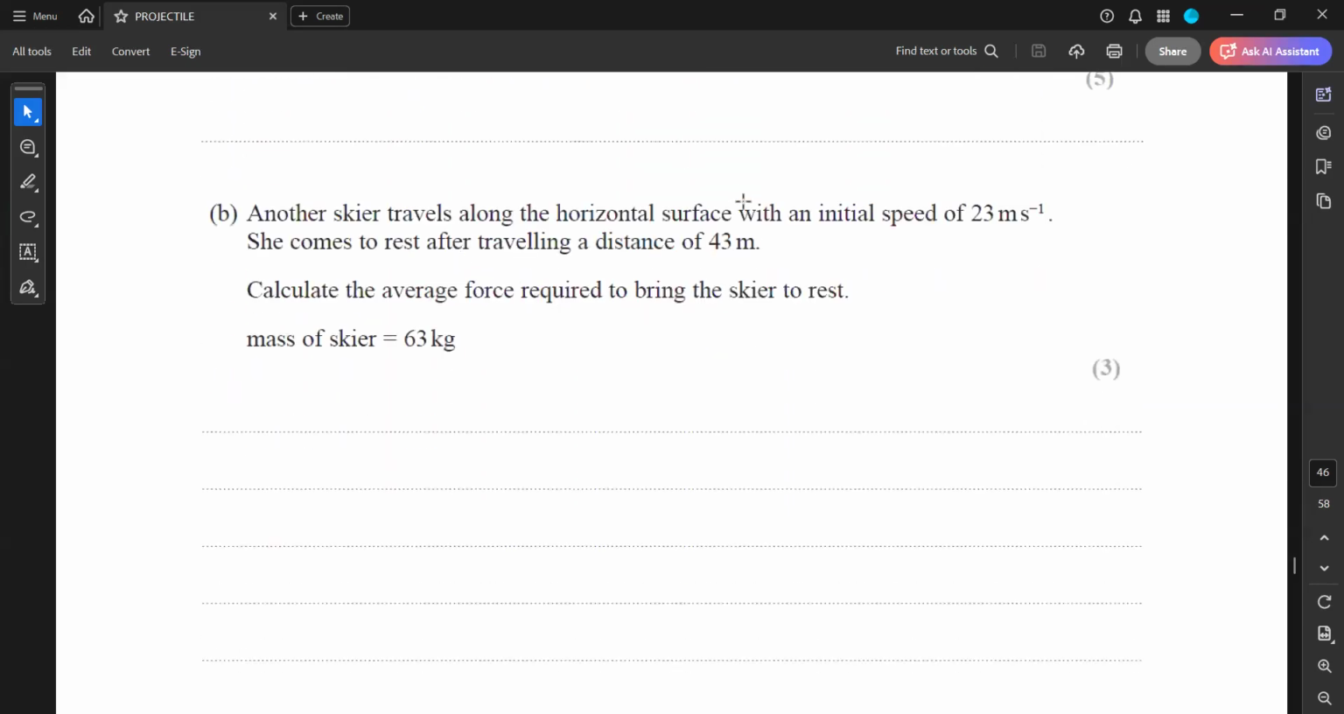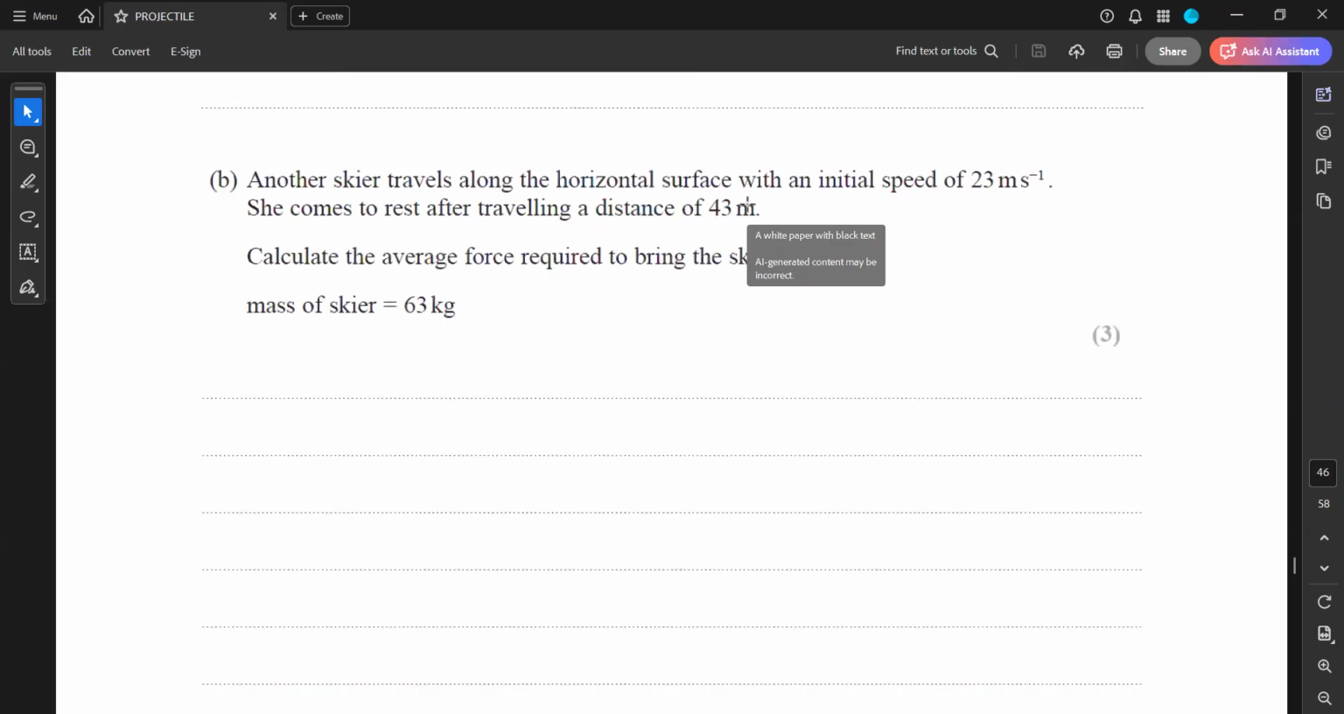The next one: another skier travels along a horizontal surface with an initial speed of 23 meters per second. She comes to rest after traveling a distance of 43 meters. Calculate the average force required to bring her to rest. The mass is given.